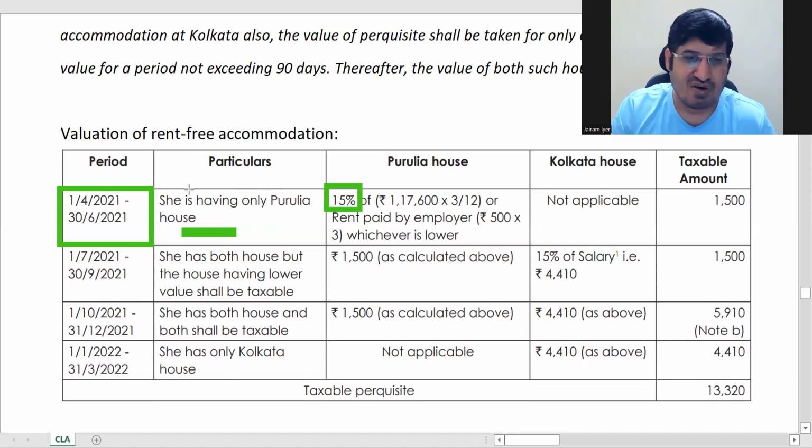Now for the Purulia house, see this is 117,600. We had calculated that annual salary above, right? 117,600 into 3/12, because this is only for 3 months. Just do into 3/12 and into 15%, and the actual rent paid by the employer. Rent paid is 500, which is given, 500 into 3, whichever is lower. So this is lower.